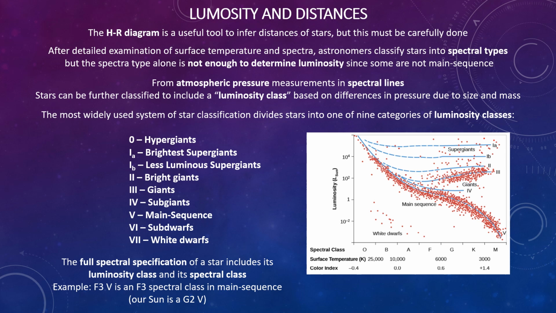The full spectral class or specification of a star includes its luminosity class and its spectral class. So, for example, an F3V, which we refer to as V here, is an F3 spectral class star that is on the main sequence. Our sun is a G2V type star. So it is a G spectral class. It is slightly cooler than the hottest G type stars, so it has that 2, and it is along the main sequence, so it has the V.